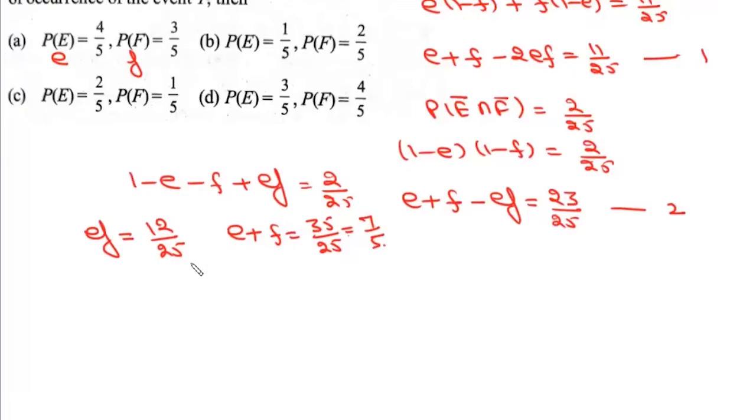Now their product is 12 by 25 and their sum is 7 by 5. Now this is 2 into 6, 4 into 3. So we can write this as 4 by 5 into 3 by 5, and here it will be 4 by 5 plus 3 by 5. So one of them is 4 by 5 and the other one is 3 by 5. That means this option A or this option D. So the correct options are A and D.